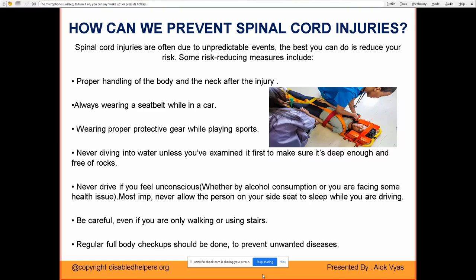And the last but not least is that you should keep getting checkups of your body for any kind of issue in your spinal cord, as well as anything which can affect your spinal cord like slip disc or tumors and things like that.